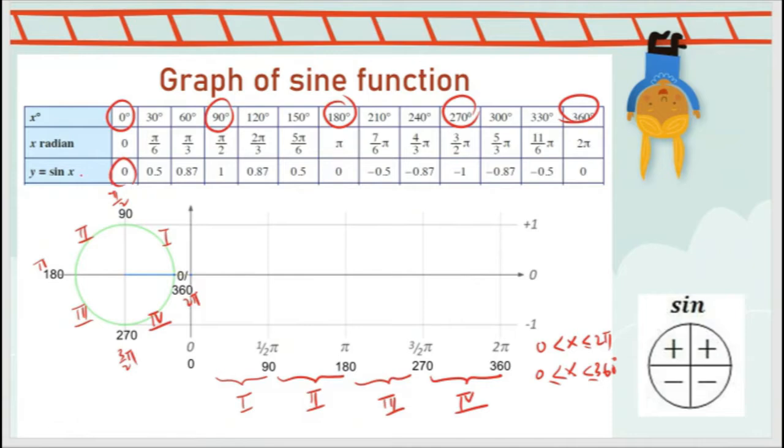So if you press your calculator, sin 0, you get the value 0, right? Then sin 90, it's 1.